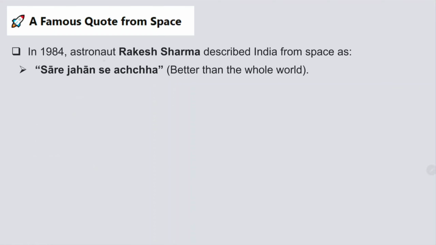So a famous quote from space. In 1984, astronaut Rakesh Sharma described India from space as "Sare jahan se acha," better than the whole world. Rakesh Sharma was the first Indian astronaut to go into space. When he spoke with the Prime Minister of India at that time, Indira Gandhi, and she asked him how India looks from space, his reply was "Sare jahan se acha," better than the whole world.